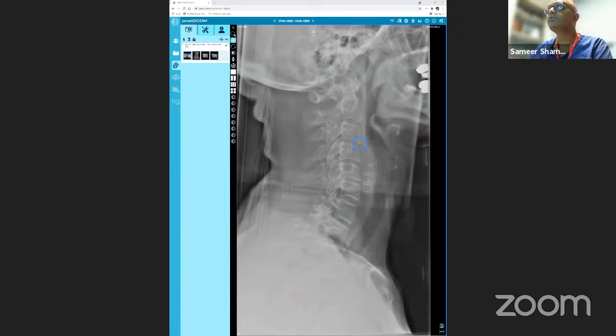So I'm just going to show you a very important sign. If you draw a line along the margins of the facet joint, they should look like a rail track. Okay. And then if you draw one above, you can see that the parallel line is disrupted. So keep drawing a mental line along the margins of the facets. Can you appreciate the rail track sign or parallel line sign? Whereas when you have a fracture here, you should look for a facet joint above.